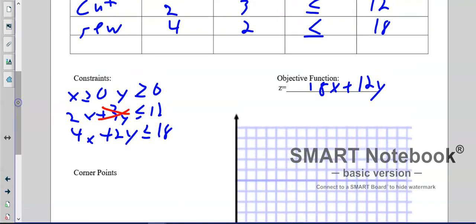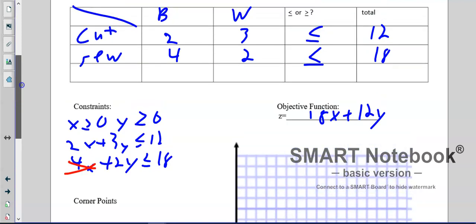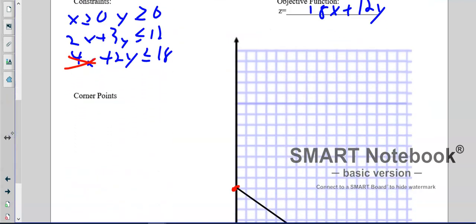Going back up. Now I'm going to go to this one and cover up my x. 18 divided by 2 is 9. So my y-intercept is 9. So I was at 4, 5, 6, 7, 8, 9. And then move this over here.